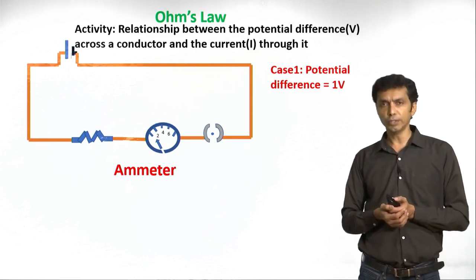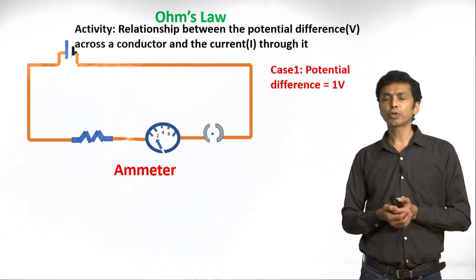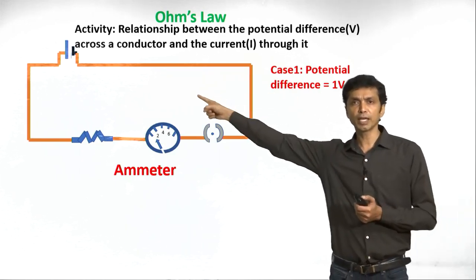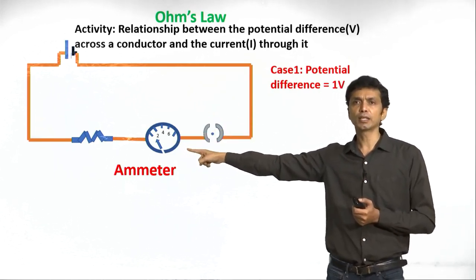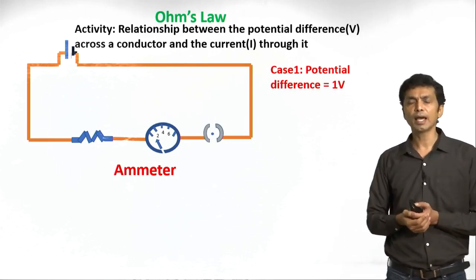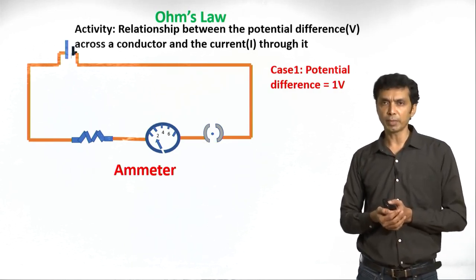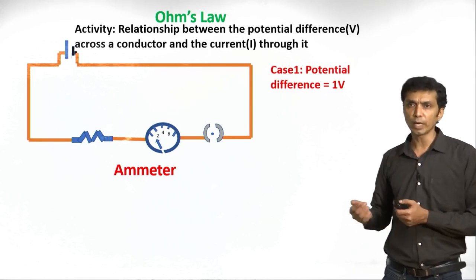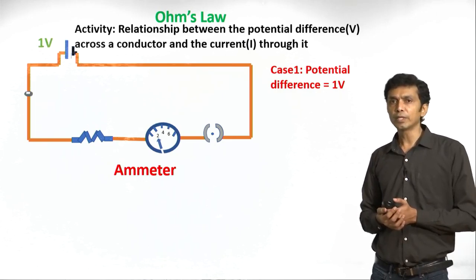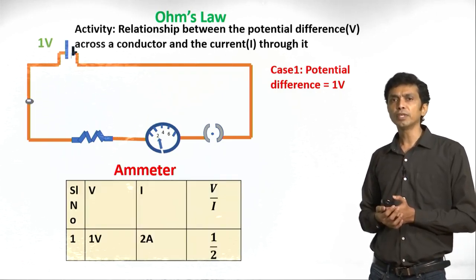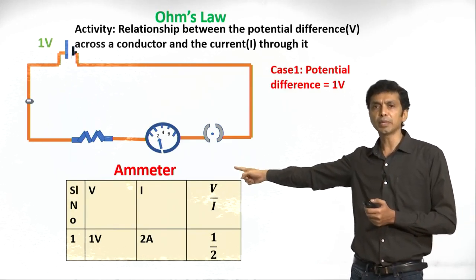Here what we will do is we will try to find the relationship between the potential difference, that is the source that we are applying there, and the current which is flowing through the resistors. Here we measure the current. What relation do these have? We need to find it through this working experiment. So, let us start the case 1, that is the potential difference is 1 volt. When the potential difference is 1 volt, we find that in the ammeter the reading is 2 ampere.